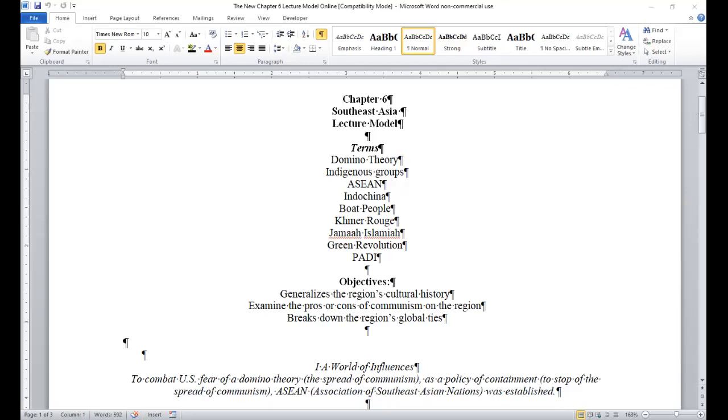The Khmer Rouge, the communists of Cambodia, and they ruled between 1975 and 1979 under a man named Pol Pot. Jemaah Islamiyah, I'm not going to cover that, but since they're up here, for your information, a radical Muslim extremist group out of Indonesia. The Green Revolution, I'm going to dwell on that a little bit. The Green Revolution, this is new mechanization and irrigation practices to raise farming productions, and then paddy, this is rice cultivation.